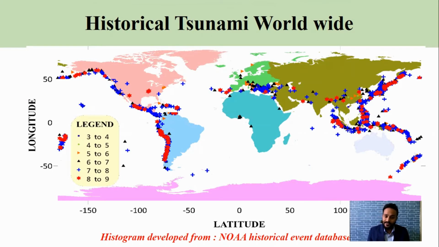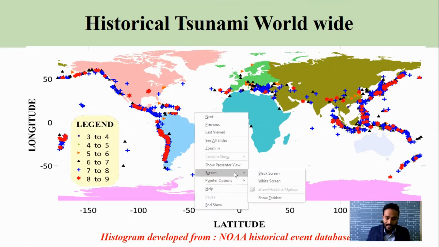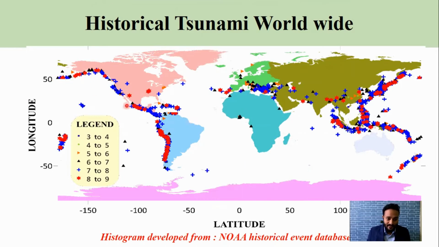If you see the historical tsunamis worldwide, we can see that most of the tsunamis are localized along the Pacific Ring of Fire, along the coastal countries which surround the Pacific Ocean. Basically, a tsunami is a disturbance in an ocean, where a large amount of water is displaced. And the displaced water causes huge scale devastation.